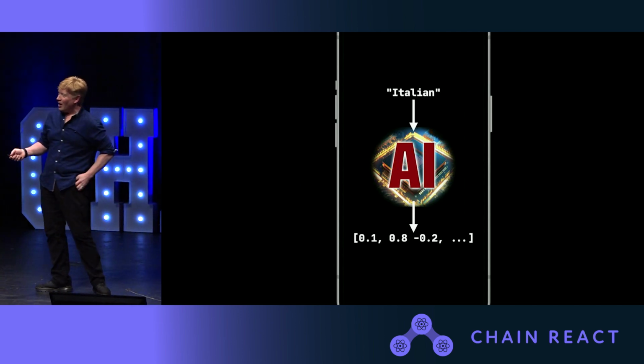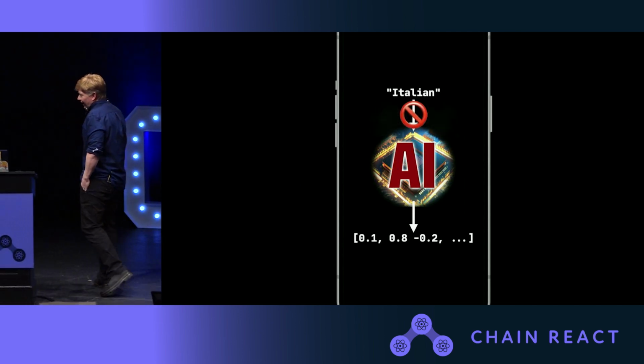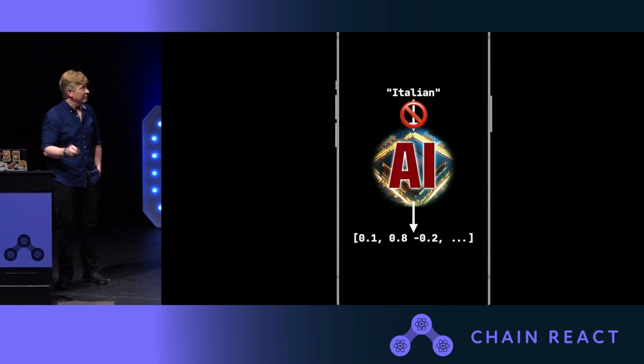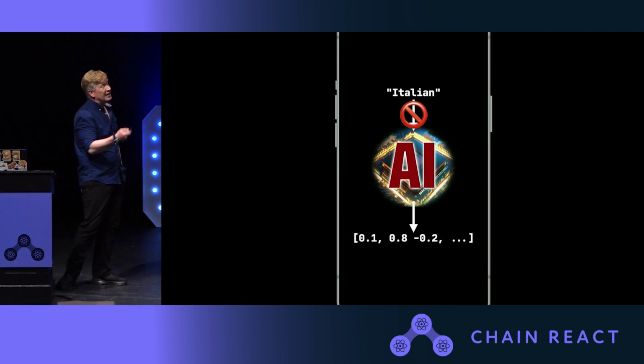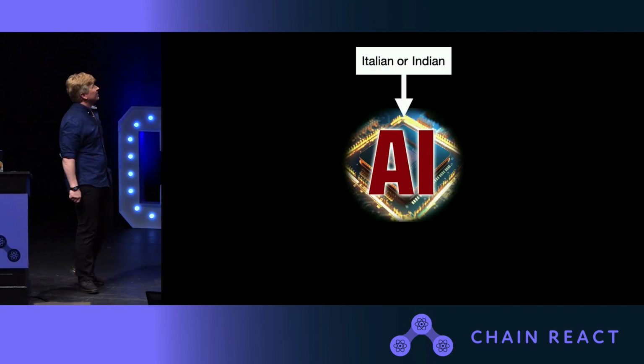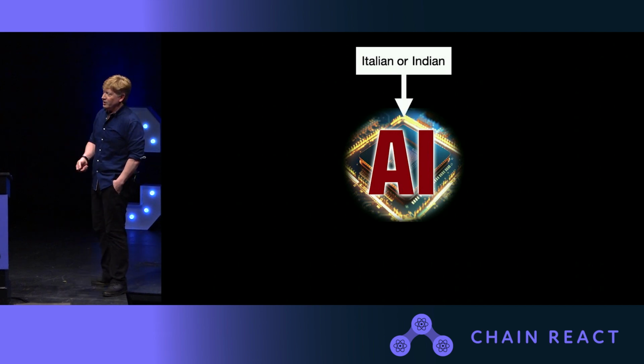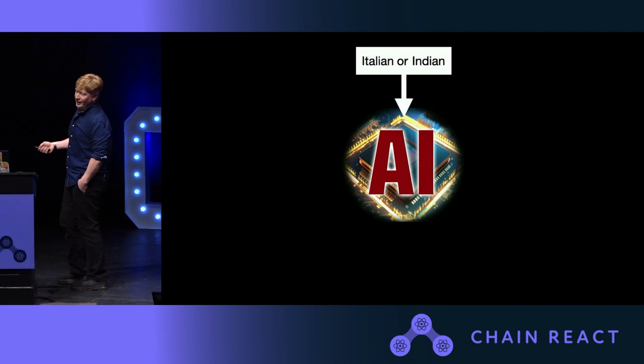Okay, so here's the problem. The problem is that you can't actually give Italian or any string to the AI. Well, because it doesn't take text. It takes numbers. So let's say the query or the input string to our model is like Italian or Indian.